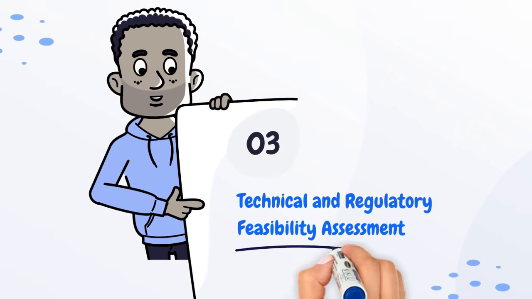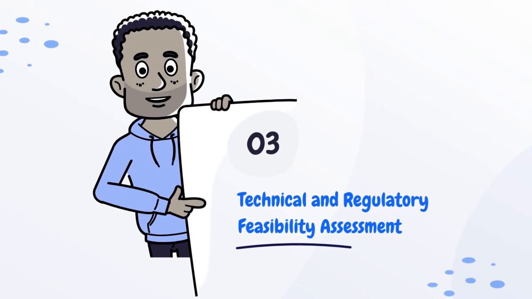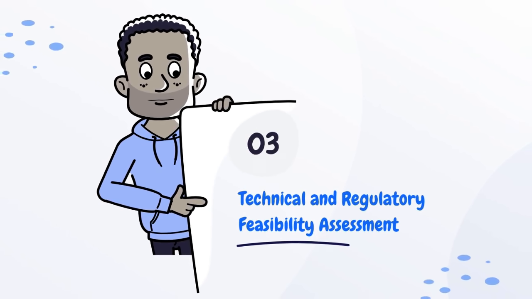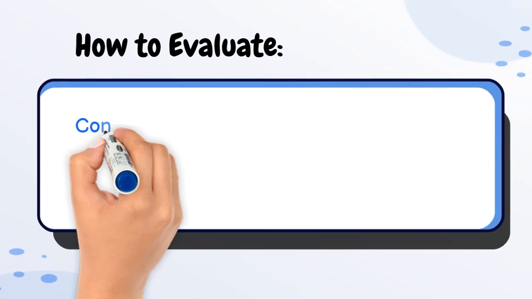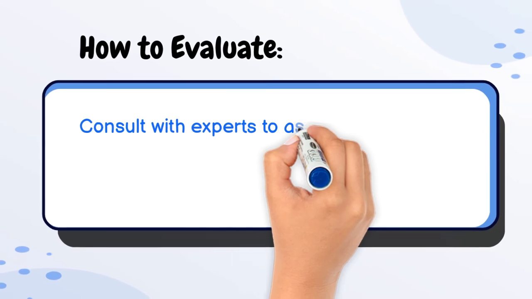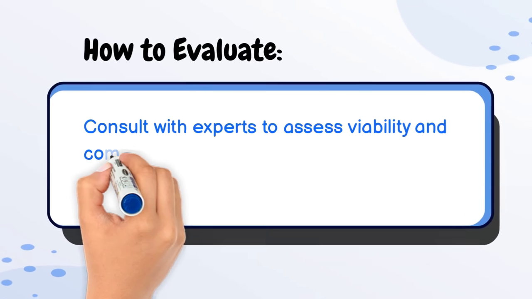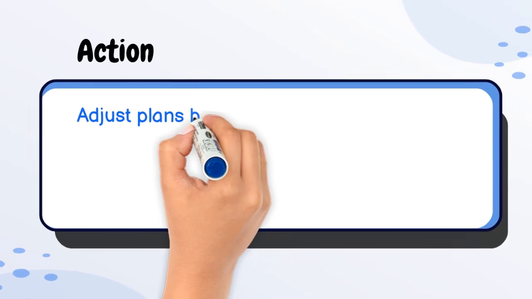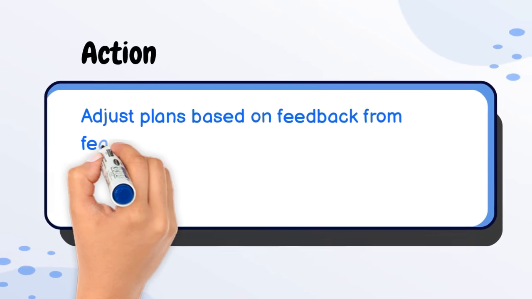Technical and regulatory assessment ensures your plans are achievable. How to evaluate: consult with experts to assess viability and compliance. Action: adjust plans based on feedback from feasibility reports.